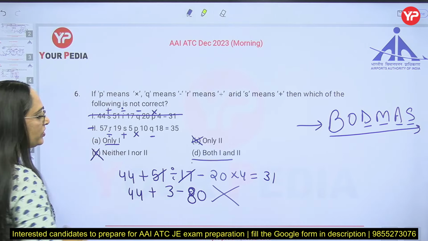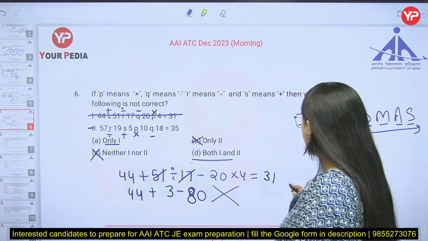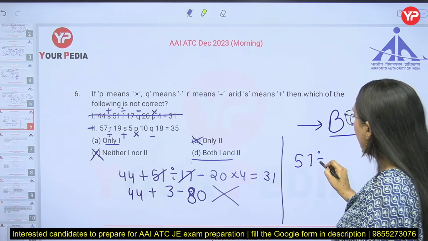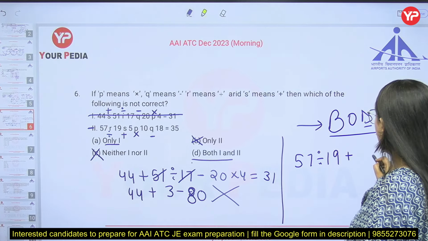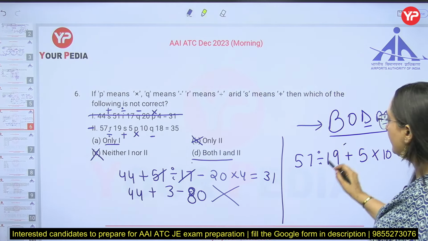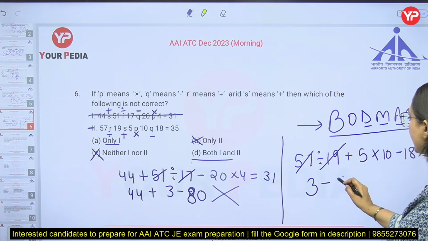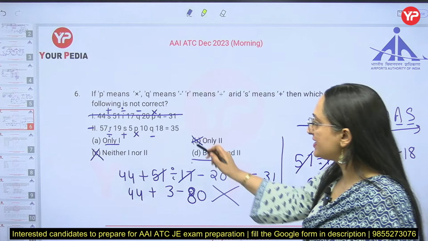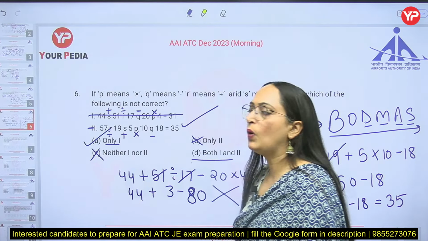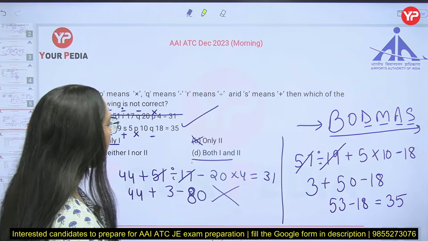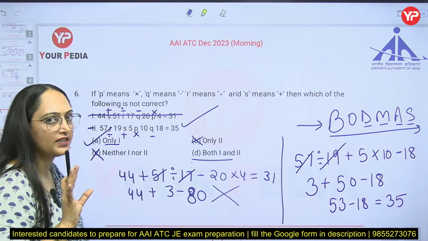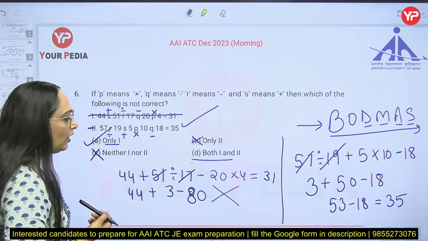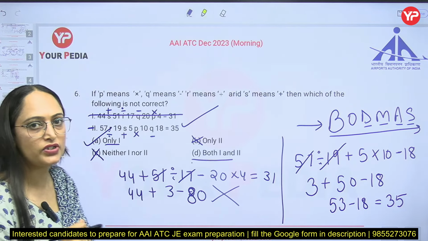For this option, we have to check the second statement also. Now, second is 57 divide 19 plus 5 multiply 10 minus 18. First divide, that is 3. Then multiply, that is 50. So 53 minus 18 is equal to 35. So this statement is correct. So the answer is that only 1 is incorrect. Got my point? If this option was not there, we would not need to check the second statement. But we have the option that both 1 and 2 are incorrect, so we have to check the second statement also.